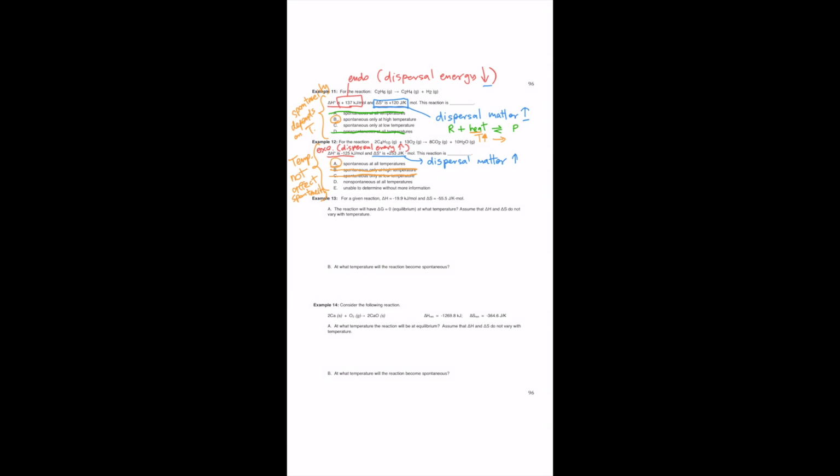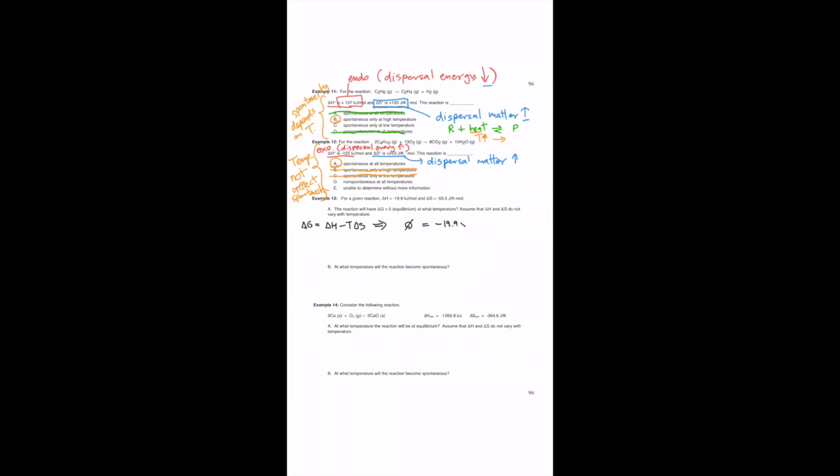Example 13 is an example of the temperature at equilibrium, where delta G is equal to 0, which indicates that the reaction is already at equilibrium. In this case, to figure out the temperature at equilibrium, you will need to use the delta G equation, which is equal to delta H minus T delta S. Because it's at equilibrium, we set delta G equal to 0, and we input the value of delta H, which in this case is negative 19.9.